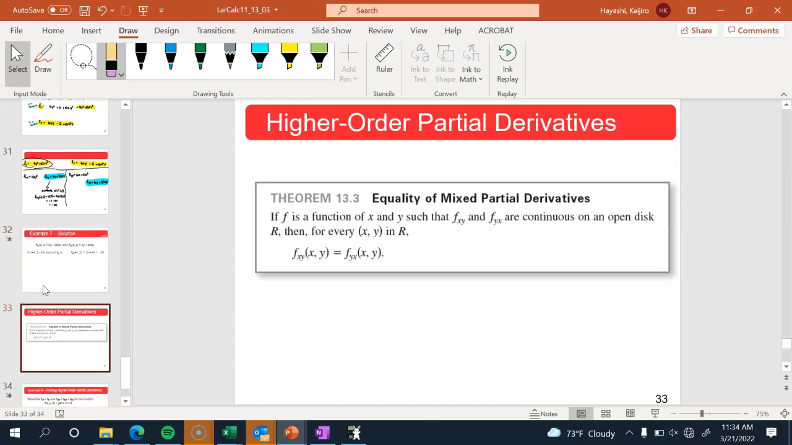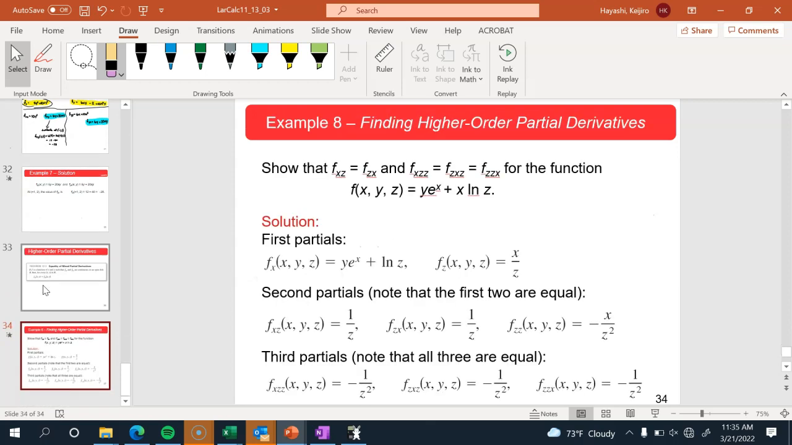All right. Yeah. If there are no discontinuities, open disk just means the xy plane. But yeah, the mixed second partial derivatives are going to equal each other, as long as there are no weird discontinuities or anything like that happening.